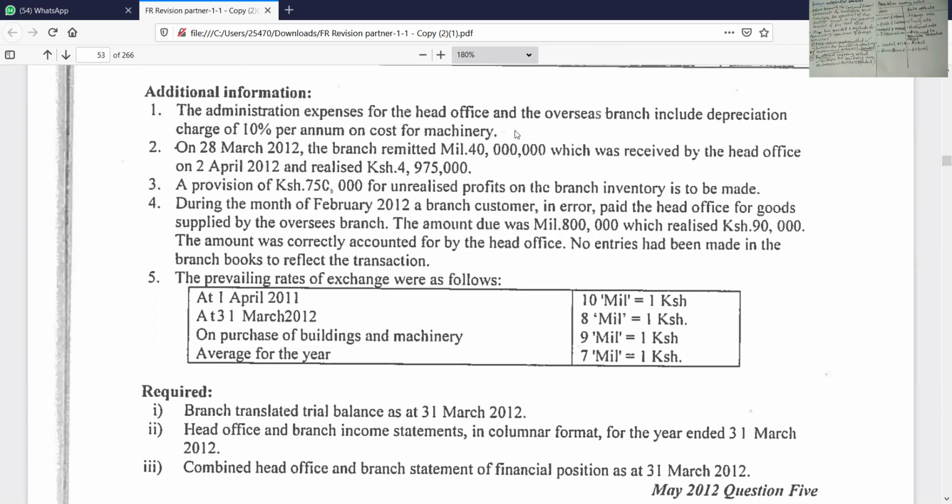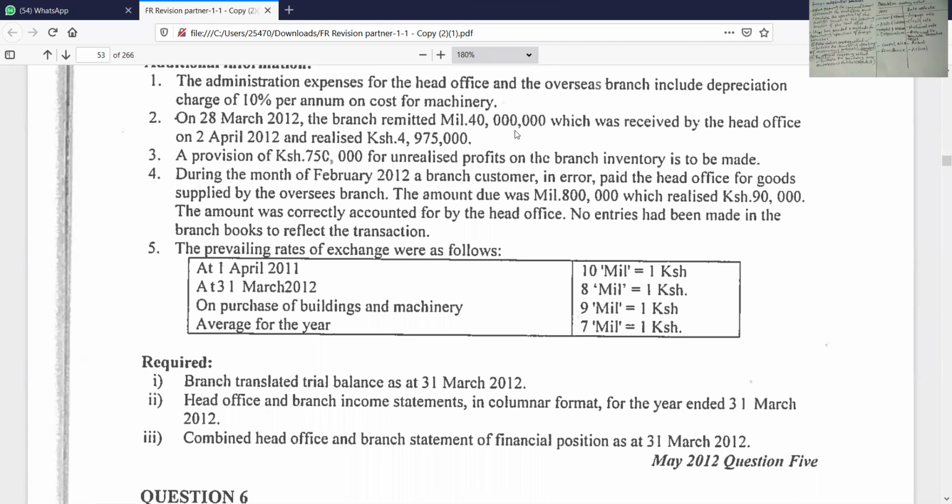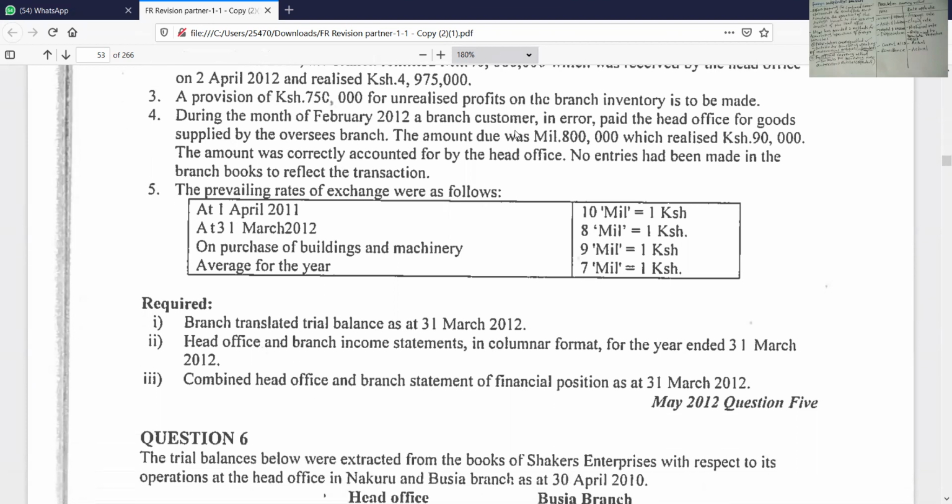Then note 4: during the month of February, a branch customer in error paid the head office for goods supplied by the overseas branch. The amount due was 800,000 milli, which realized in Kenyan shillings 90,000. The amount was correctly accounted for by the head office. No entries had been made in the branch books to reflect the transaction. We will make that correction. Then you are given the rates. For the average, you can see it would be given direct. For the others, you need to determine which is the closing and which is the historical. The examiner has given you the rate on purchase of building and machinery, so when translating the transactions of building or machinery, use that relevant rate.